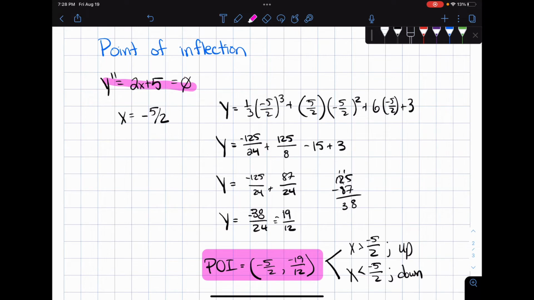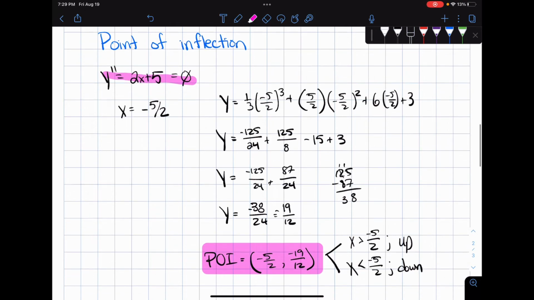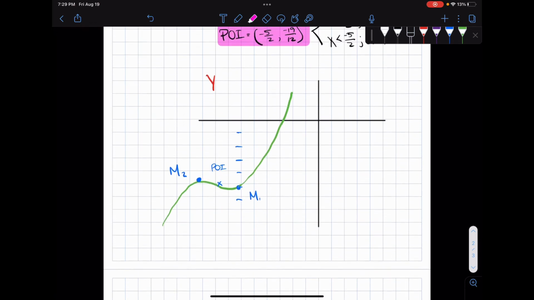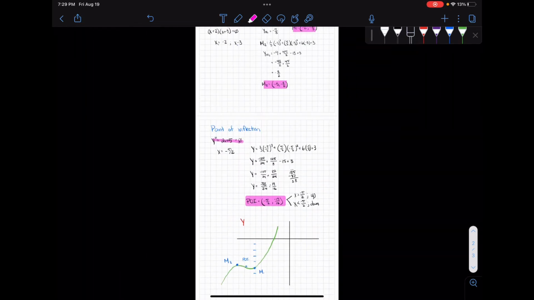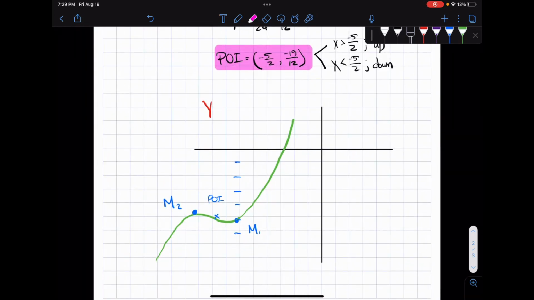So if you pick 0, which is greater than our point of inflection, you're going to get a positive 5, so you are concave up to the right of our point of inflection. And then if you pick a more negative number, say -10, you're going to get -15, which is concave down. So once you find all of your points, you're going to put it all on a graph. And I will say, your artistic ability isn't what's being tested here, but you should be able to put this graph together based on the points you've just found. Each of these points are the coordinates that we just discovered up here, and then you can draw the graph through it. Next, we're going to do this all again, but just for the first derivative equation.